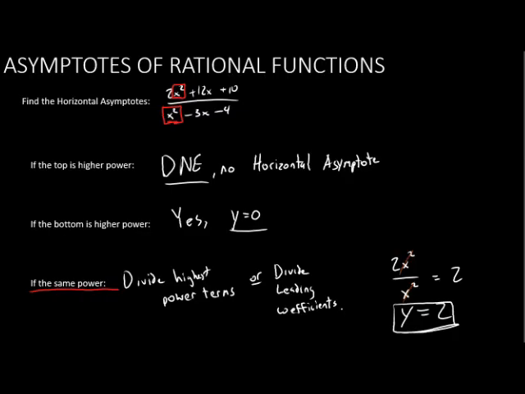We'll go through how to draw that in a later video, but for now, we'll stop here and say that our horizontal asymptote is y equals 2.